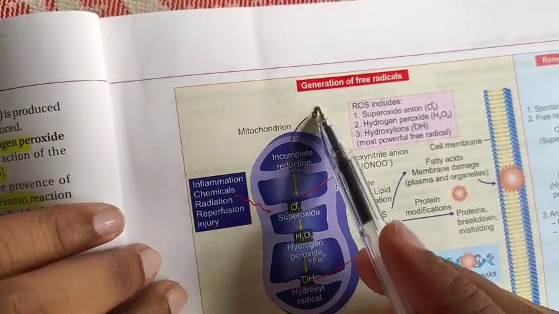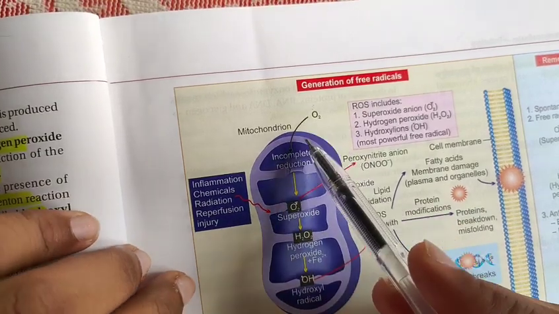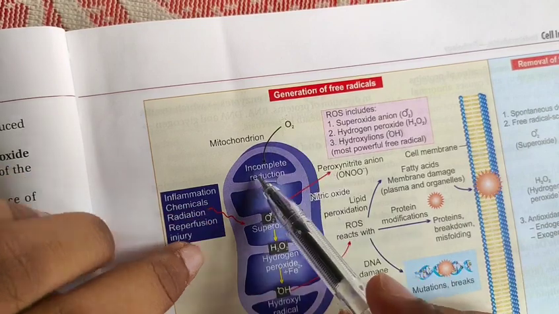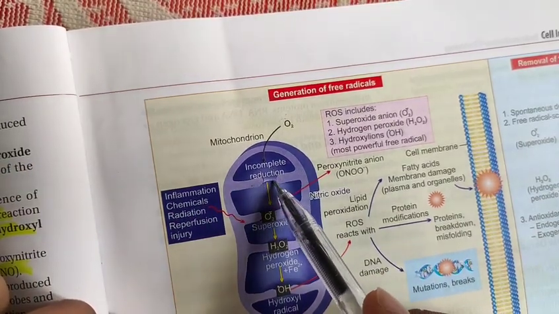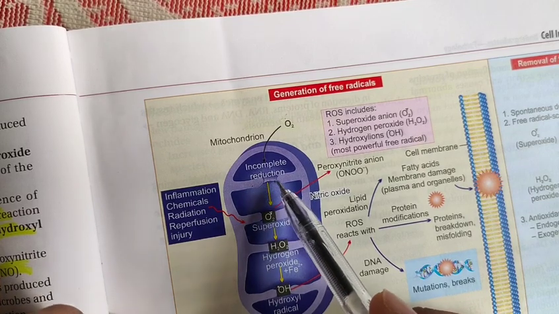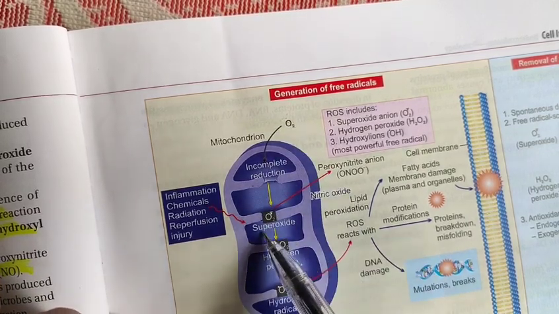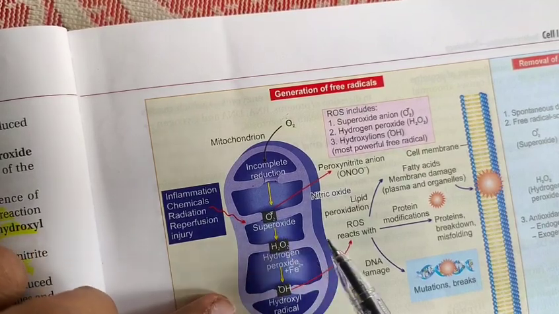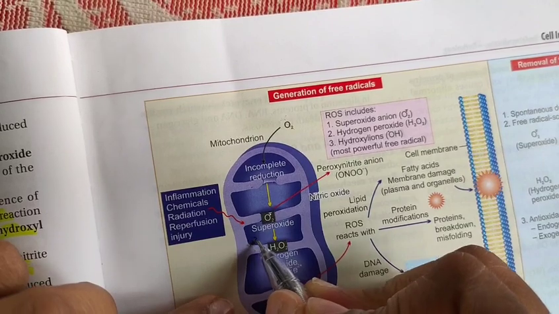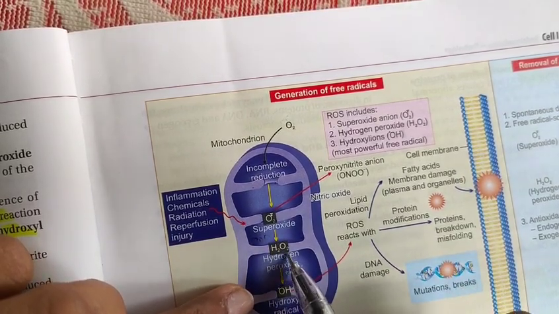Oxidative phosphorylation takes place in the mitochondria, so oxygen needs to enter the mitochondria. After oxygen enters the mitochondria, there will be incomplete reduction. Reduction, as I already told, means gain of electrons. So oxygen gains one electron and forms superoxide. Superoxide, with the help of superoxide dismutase, SOD, forms hydrogen peroxide.